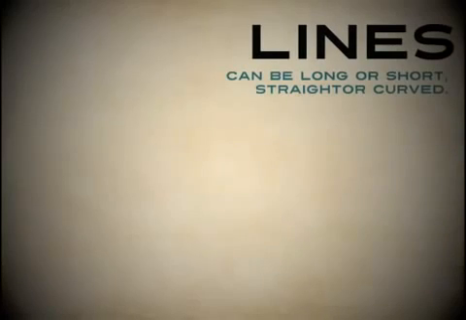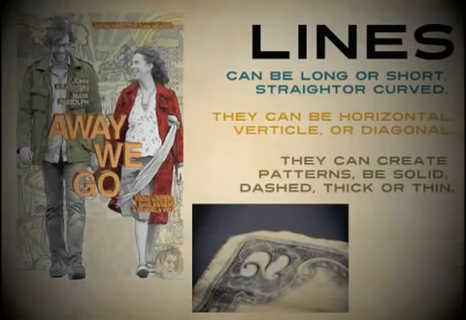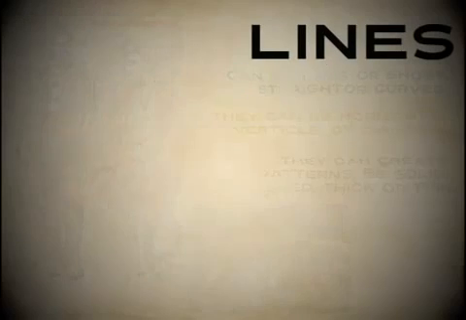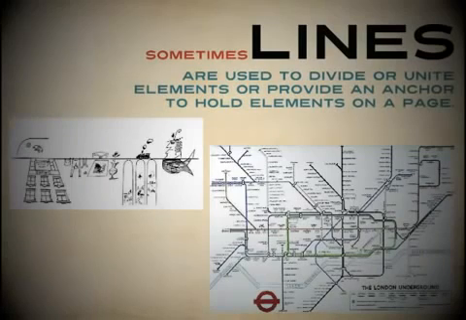They can be long or short, straight or curved. They can be horizontal, vertical, or diagonal. They can create patterns, be solid, dashed, thick, or thin. Sometimes, lines are used to divide or unite elements, or provide an anchor to hold elements on a page.